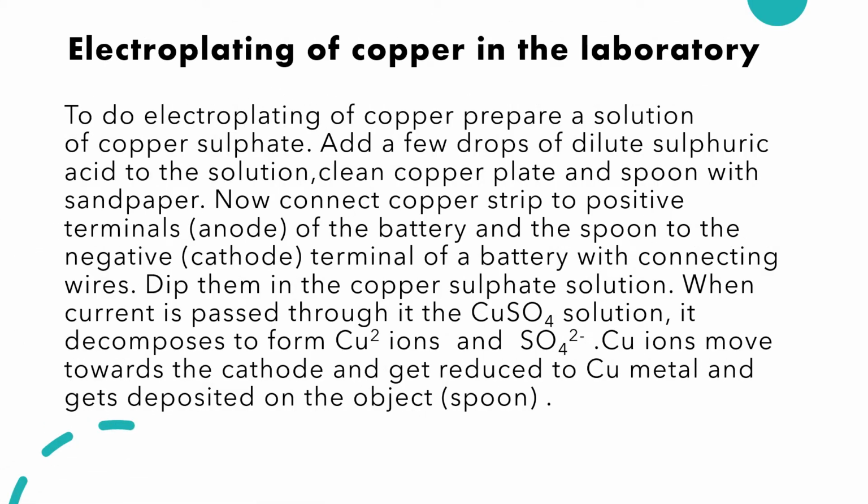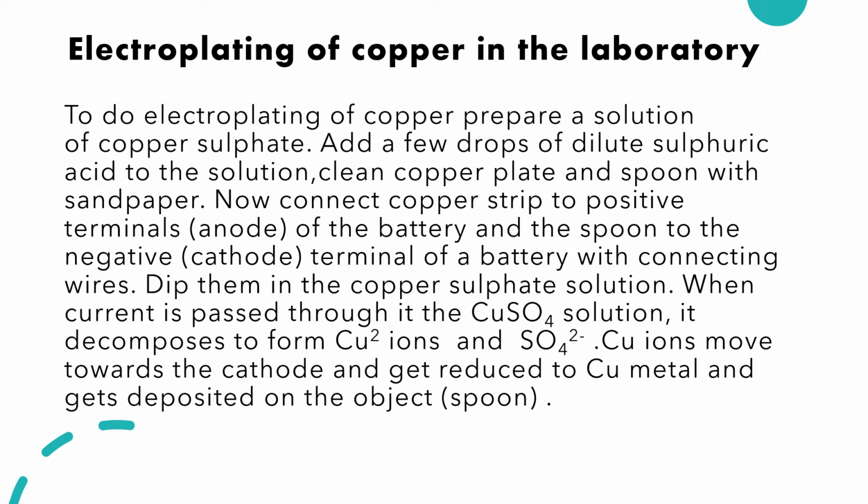Part of the question is electroplating of copper in the laboratory. हम कैसे electroplating करेंगे copper की? To do electroplating of copper, prepare a solution of copper sulfate. Yes, हमें copper sulfate का solution prepare करना है. Add a few drops of dilute sulfuric acid to the solution to make it more conducting. Clean the copper plate and spoon with sandpaper, आप copper plate को और spoon को sandpaper से clean करेंगे.